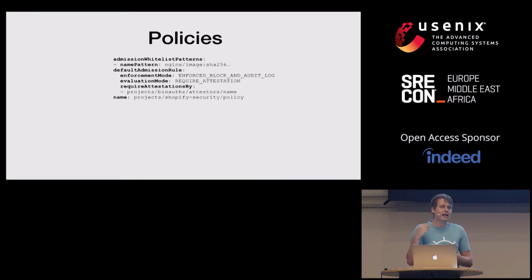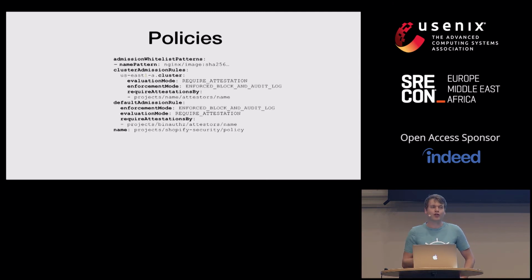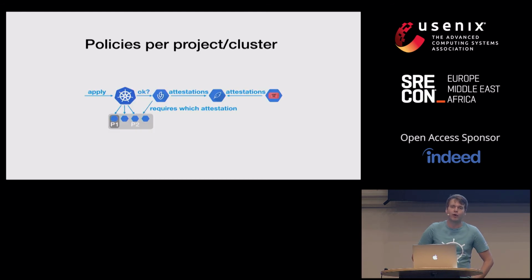So now people don't only have one cluster and one project. Therefore, we duplicate that, put the cluster admission under the label cluster admission rules, and have the exact same information there again if you want to get more specific for specific clusters. So that now, when you run apply, Kubernetes will go to Kritis. Kritis will find out which policies to require where, and then get them from Grafeas.